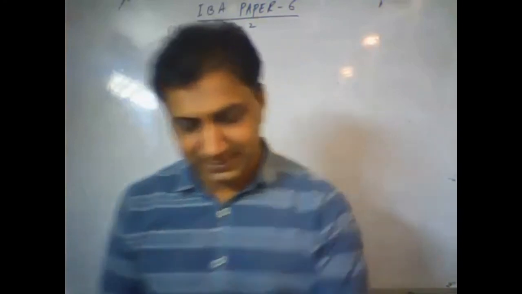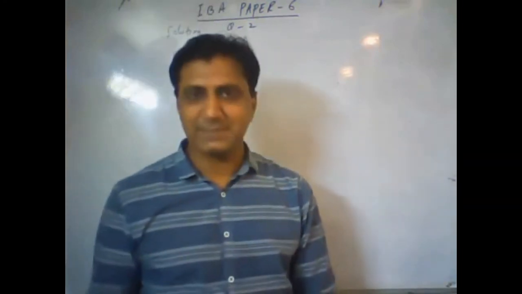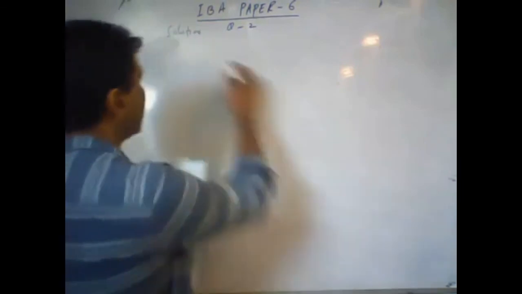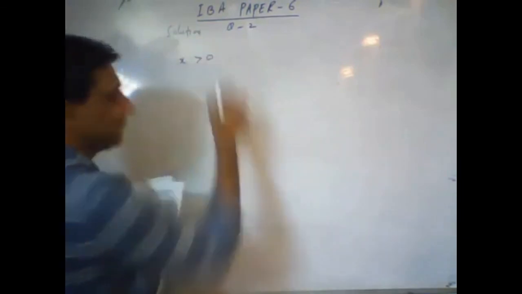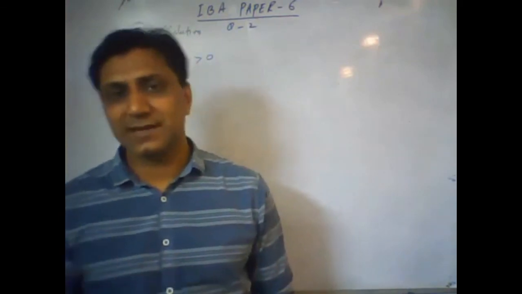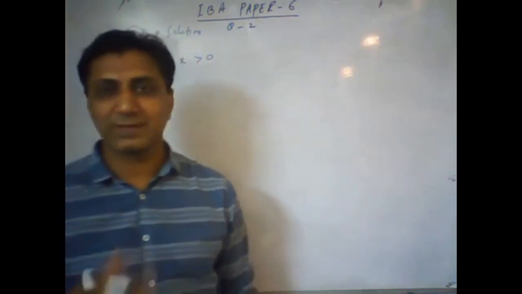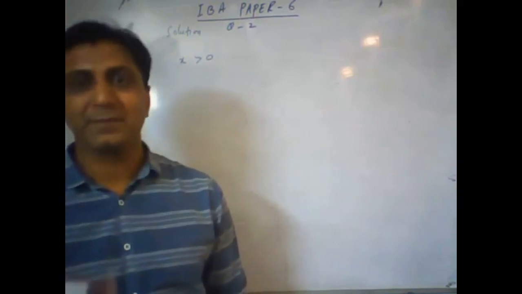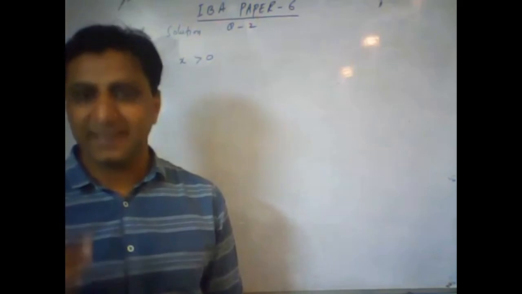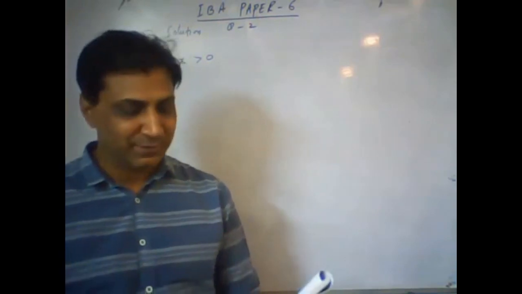Question 2 of IBA past paper 6. The question says if x is greater than 0, it means x is positive, greater than 0, like 1, 2, 3. It can be 1.5, 1.2, 2.3, 0.7, anything, but not negative numbers. Below 0 is not possible. So x greater than 0 means x is positive.